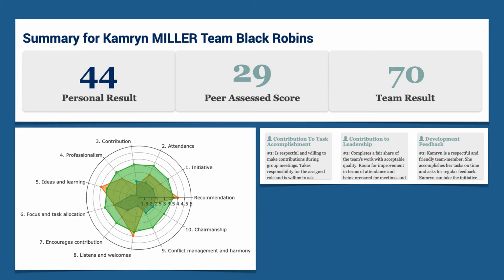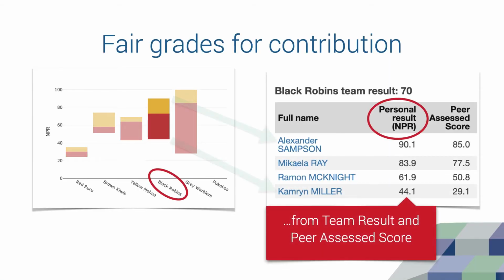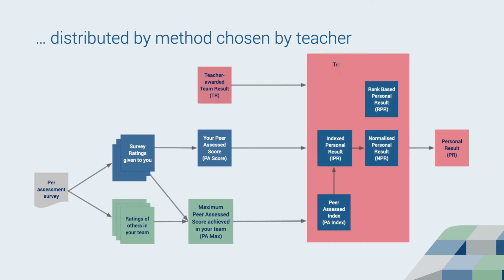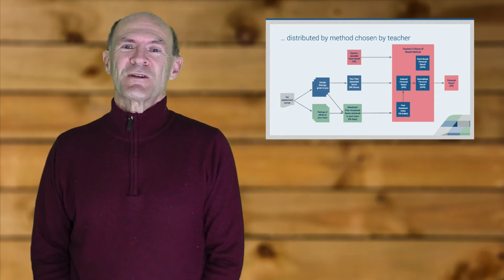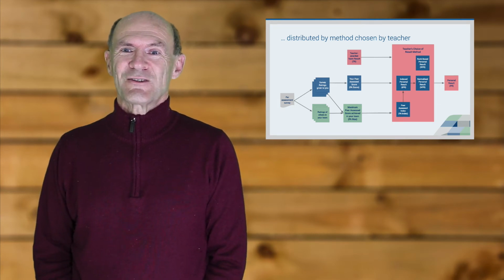In the example of Cameron in Team Black Robins, we see her personal result is 44, even though her team's result awarded by the teacher was 70. Her relatively low peer-assessed score awarded by her teammates resulted in her low personal result. The distribution effect within each team depends on the mathematical method and weighting scales chosen by the teacher. According to the research pillars I mentioned earlier, this contribution-based grade improves students' motivation and reduces the risk of freeloading. So that's how we use peer assessment to determine a fair grade from each student's contribution to the group assignment.